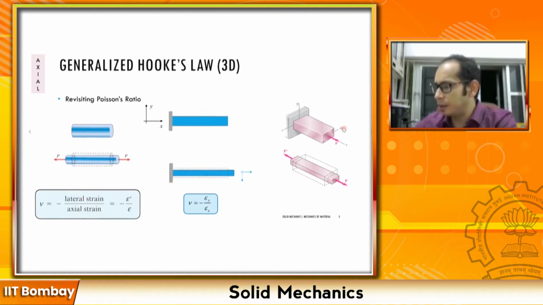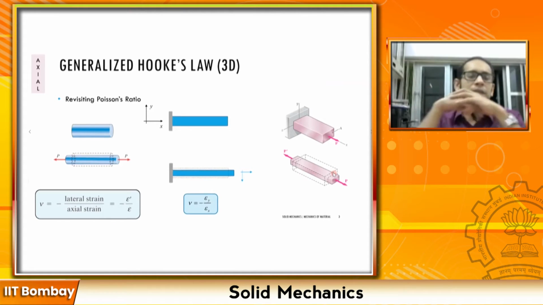You have the bar, and you are pulling it with this force P. This force P is acting along the positive x direction, as you can see over here, and we have a positive y direction going vertically up and a positive z direction over here. So when you are pulling it along the positive x direction, along with that you're having a contraction in the y direction, and a contraction in the z direction as well.